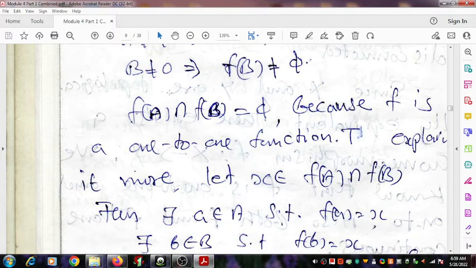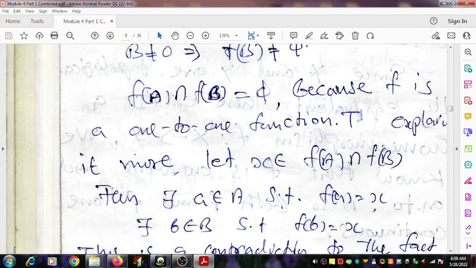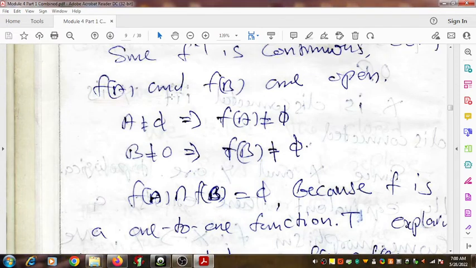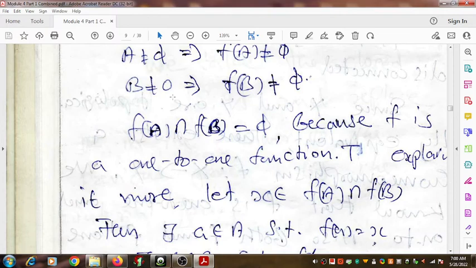Thus we get that f of A and f of B make a disconnection for the topological space Y.